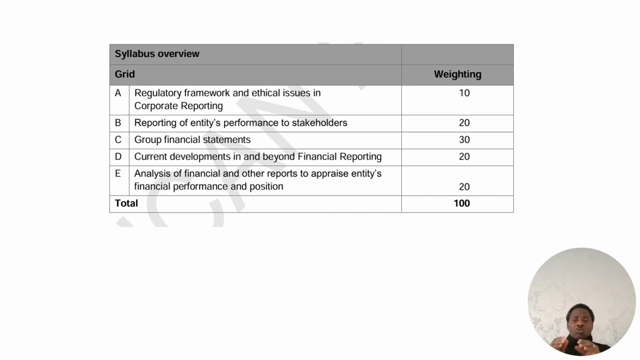This may be a boardroom level of knowledge, but who says you cannot be the chairman of the board? Who says you cannot be the CFO? Okay, so this course is preparing you for management reporting.